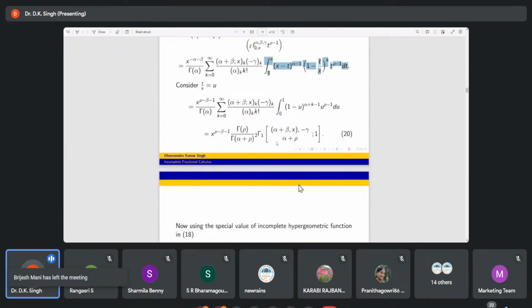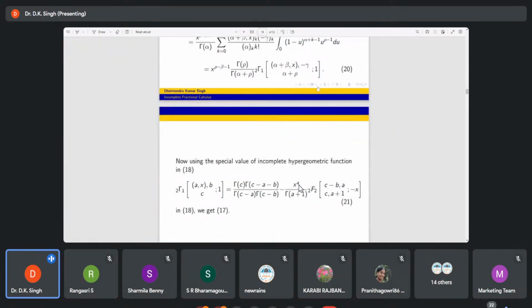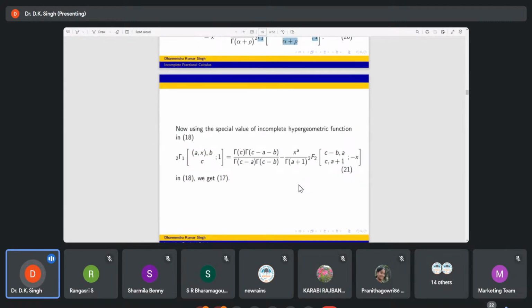We know the formula for this incomplete hypergeometric form. This is the formula 2 gamma 1 A, this is the incomplete Pochhammer symbol, B, C and 1. So we can represent this as the incomplete hypergeometric function form.